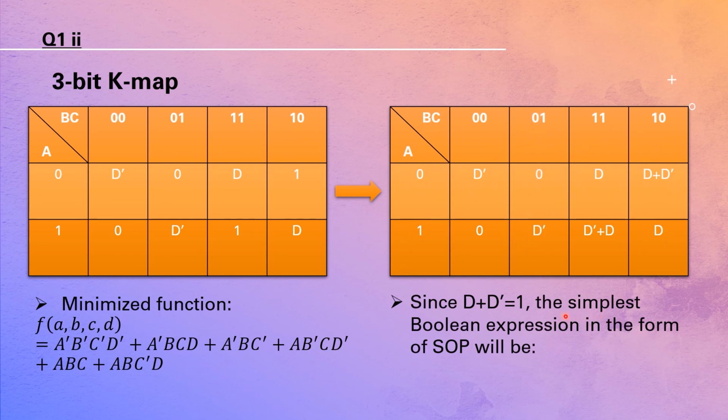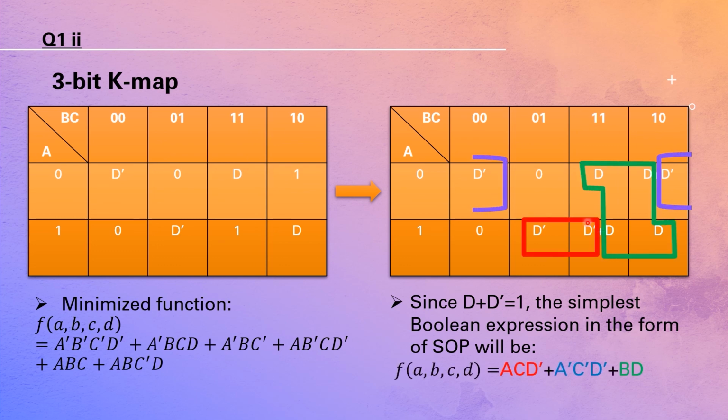Since the question requires us to find the simplest Boolean expression in the form of SOP, and we know that d bar is equal to 1, in this case we need to convert the value 1 from the previous KMAP into d plus d bar, as shown here. Then, using our knowledge of KMAP, we can find the simplest Boolean expression in the form of SOP. So the final result will be A C d bar plus A bar C bar d bar plus B D.